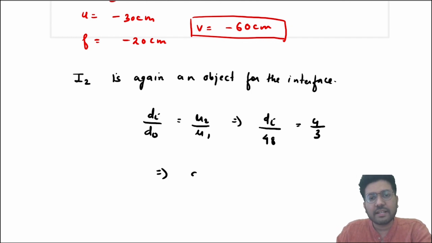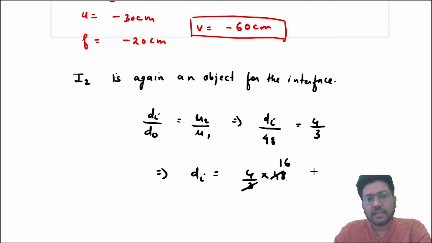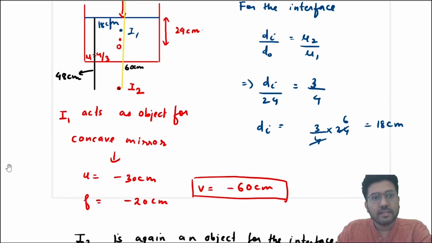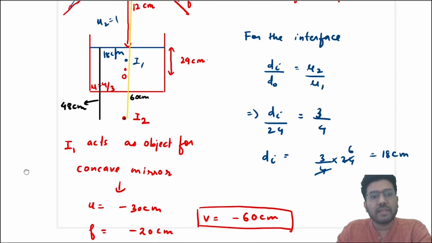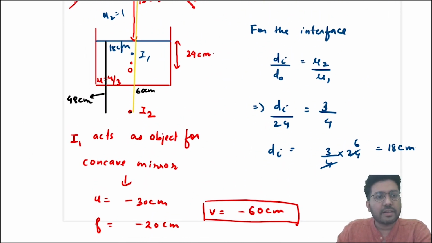From this I will get di is equal to 4 by 3 into 48, which comes out to be 16 into 4, that is 64 centimeter from the interface. So I'll write 64 centimeter. This will be the final position of the image I3, at a distance of 64 centimeter.